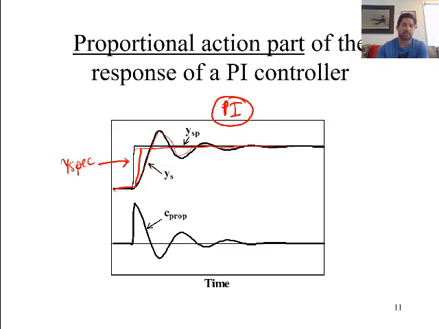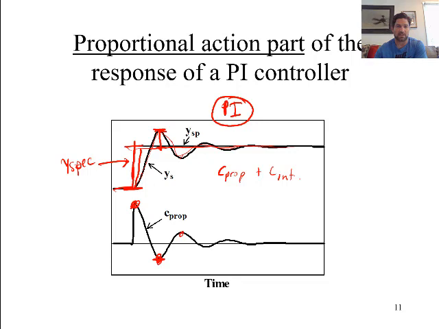If we break this down, we can take this overall response and break it into C proportional, the action that comes from the proportional term, plus C integral, the action that comes from the integral term. The proportional term is going to be the highest when there's the largest difference, so its action should be highest initially. The action of the integral term should be higher, relatively speaking, right here, but in a negative direction, which is shown here. You can see it follows these oscillations a little bit.